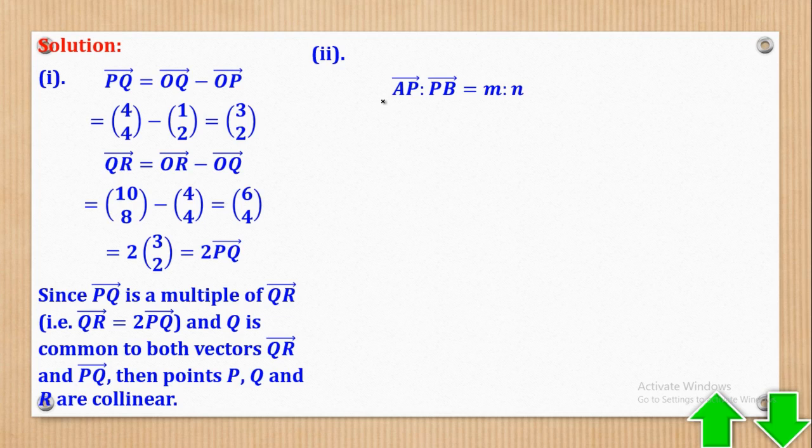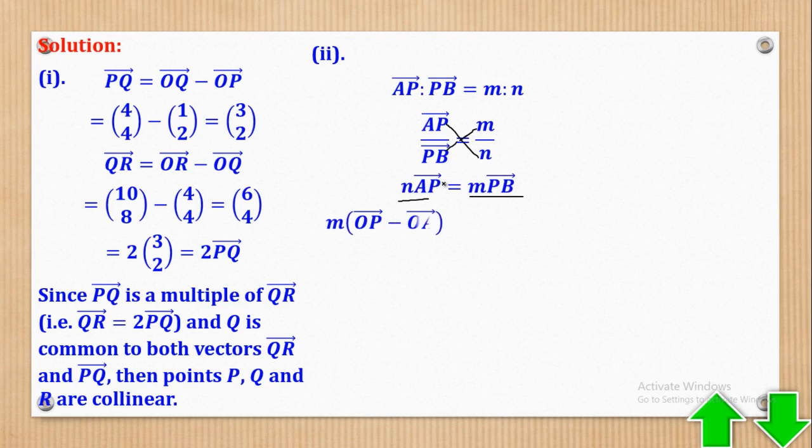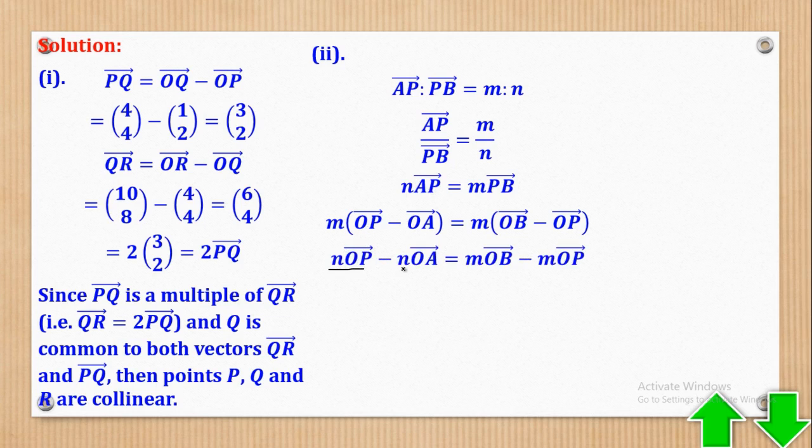In Roman 2, we are given that the ratio of AP to PB is equal to M to N. Therefore, in fraction form, AP over PB equals M over N. Next, cross multiply to come up with N AP equal to M PB. Then I know that AP is equal to OP minus OA, and PB is equal to OB minus OP. Then open brackets, to come up with N OP minus N OA equal to M OB minus M OP.